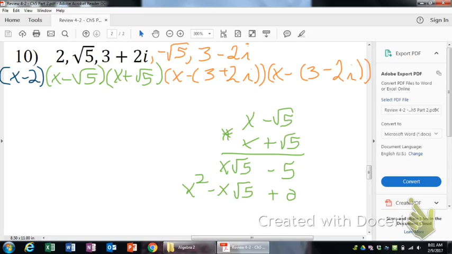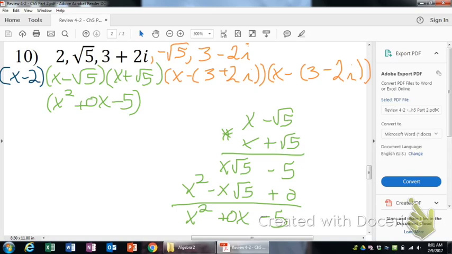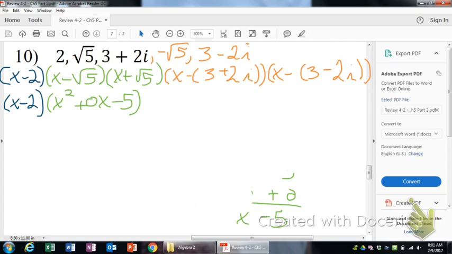X times x is x squared. So I have x squared and then plus 0x minus 5. I'm going to leave that placeholder there for now. And then this x minus 2 came down as is. And next I'm going to work with the complex part. I'm erasing this so I have some more room.